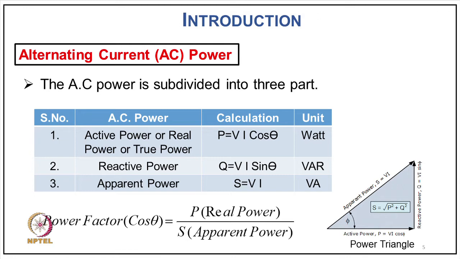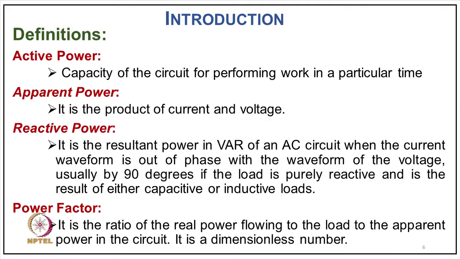So, S is the apparent power, the x axis is active power, and the perpendicular is reactive power. And power factor we define as P, real power, divided by S, apparent power. Coming to the definitions, active power is the capacity of the circuit for performing work in a particular time.